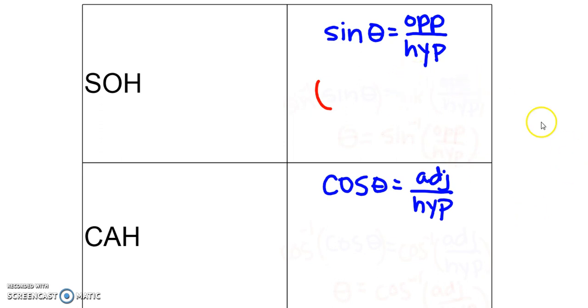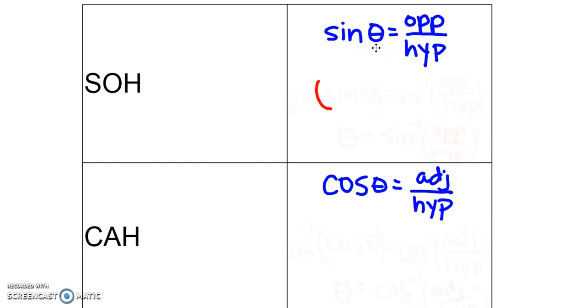Alright, so we're going to start in the sine section, and I have the equation that we are already using where it says sine of theta is opposite over hypotenuse. And sometimes we're not going to know our angle. Our angle is theta, and sometimes we're going to want to be solving for that.